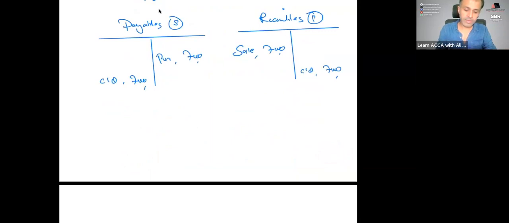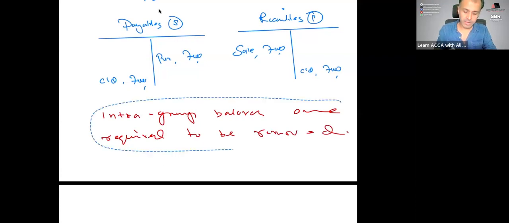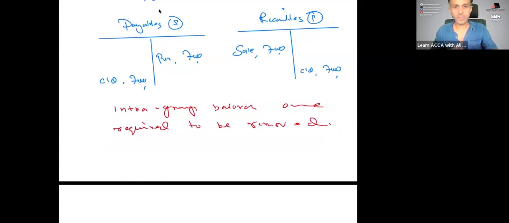So intragroup balances are required to be removed from group financial statements. When they are equal, they are easy to remove. When they are not, we will see this in my next case. Right now, they're equal. Whatever they suggest they owe to them, they also suggest they are owed from them, equal.